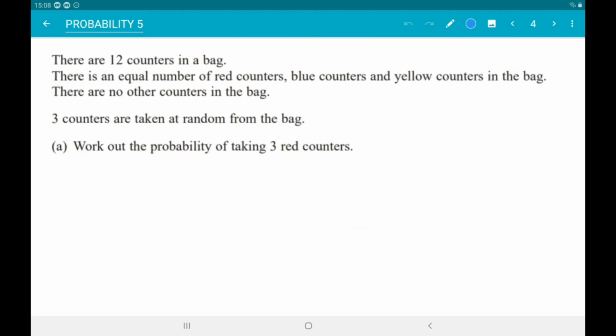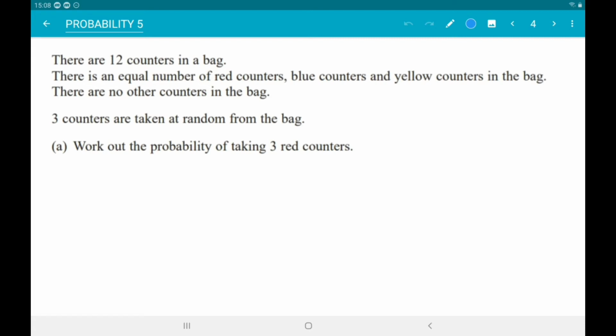Number 3, there are 12 counters in a bag. There are equal numbers of red, blue and yellow, so 4 of each. There are no other counters in the bag. 3 counters are taken at random. Work out the probability we get 3 red counters.